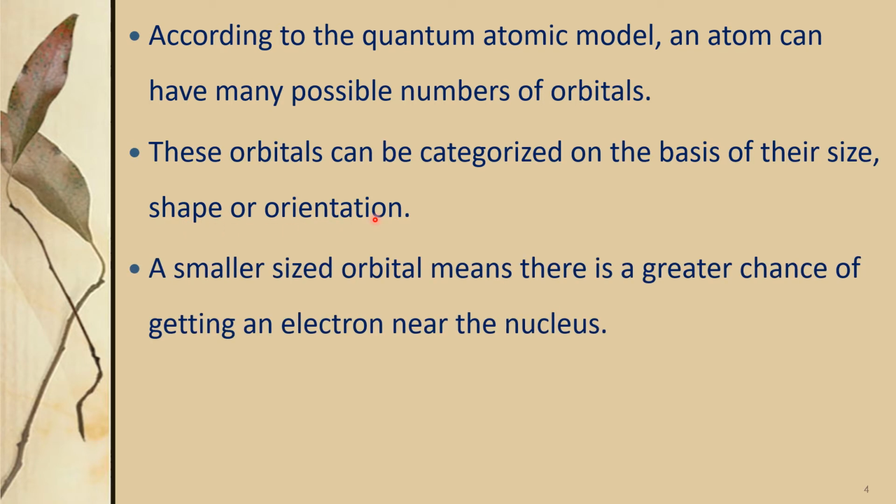Quantum numbers. A smaller sized orbital means there is a greater chance of getting an electron near the nucleus. For example, 1s is very small, very close to the nucleus. 2s is next closest to the nucleus, like that. So the smaller the size of the atomic orbital, the closer it is to the nucleus, or the electron spends its maximum time near the nucleus in a particular region.